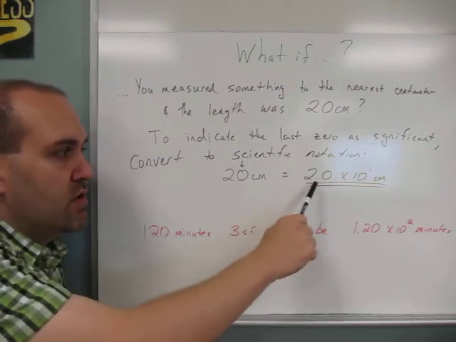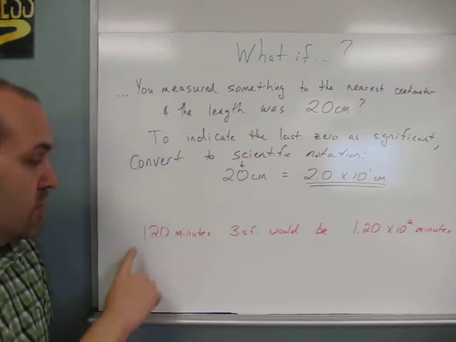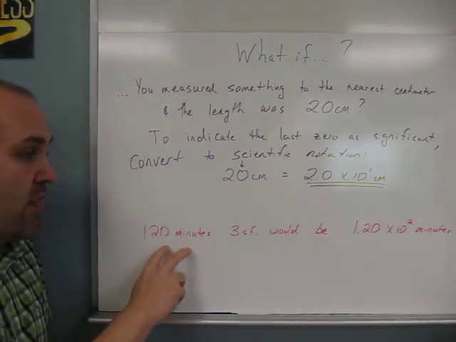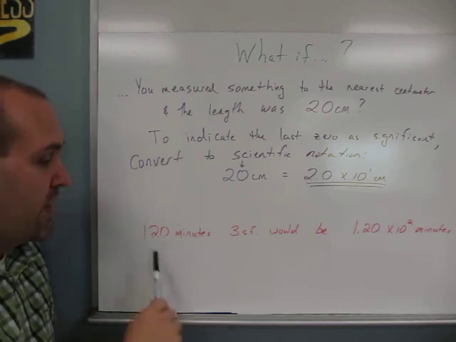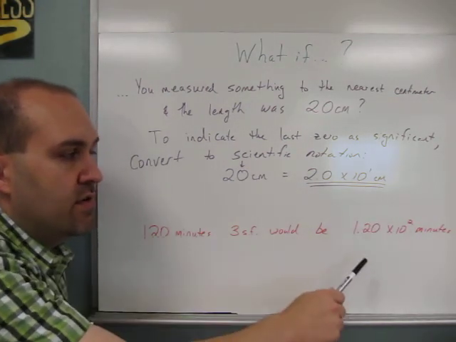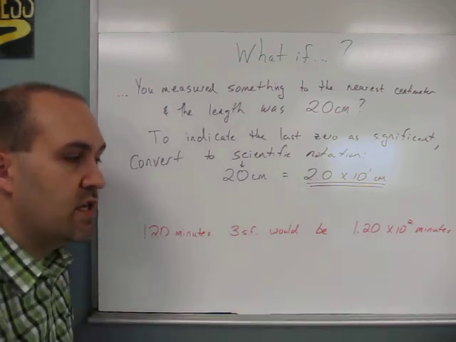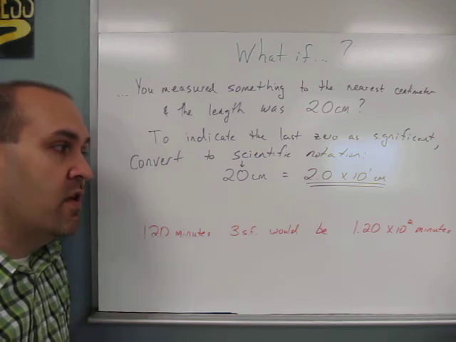So if you write 2.0, that's 2 significant digits, and so you've got that. 120 minutes, if you wanted that to have 3 sig figs, you would write that as 1.20 times 10 to the second. 10 to the second is 100. So this is 120 also, but I've written 3 digits in scientific notation, and because it's in scientific notation, they're all significant.